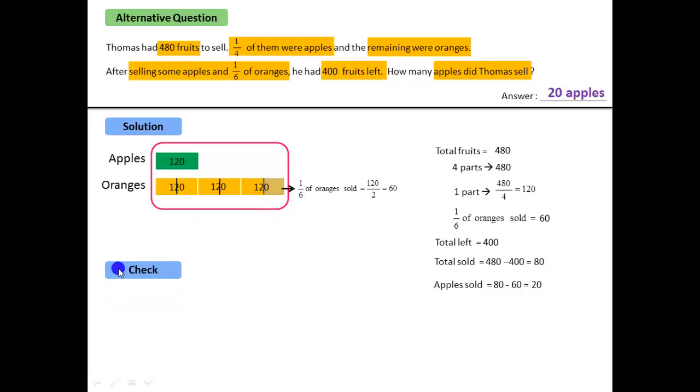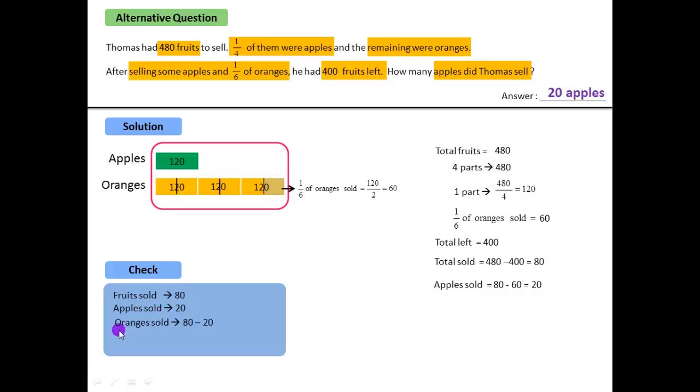Here's how we check our answer. We know that the number of fruits sold was 80 and the number of apples sold was 20. So the total number of oranges sold will be 80 minus 20, which is 60. From this we can find the fraction of oranges sold. That will be the number of oranges sold over the total number of oranges. We get 360 here by adding all these units. So 3 times 120 gives us 360.